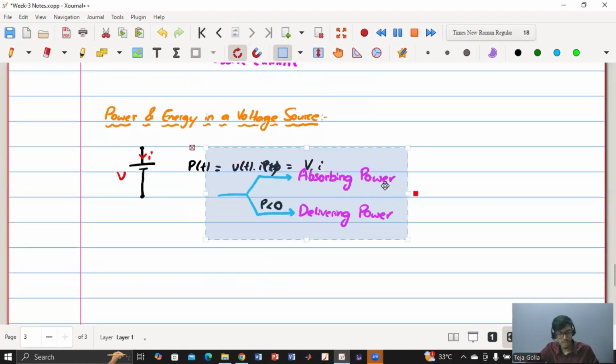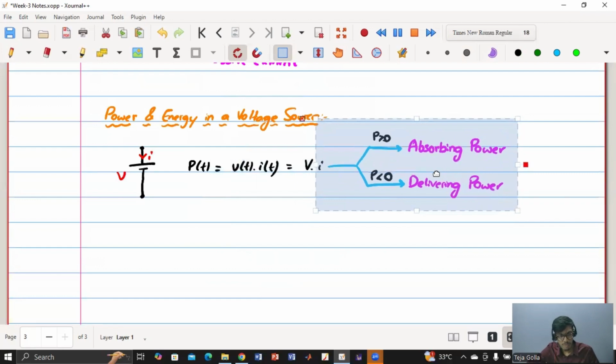So we'll have two cases again. One is P greater than 0, one is P less than 0. So it can absorb power or it can deliver power.